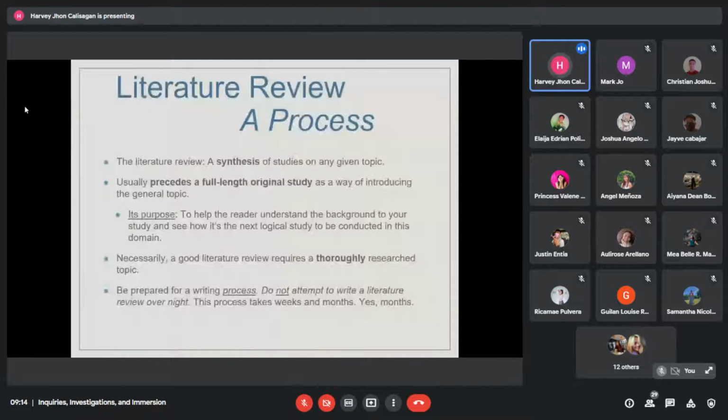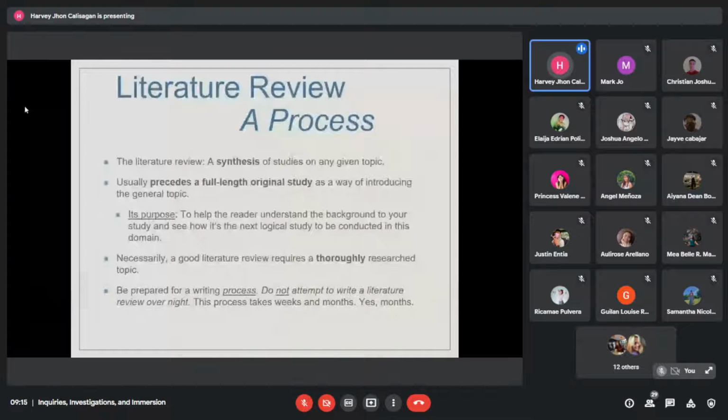Necessarily, a good literature review requires a thoroughly researched topic. So at this time, you are obliged to be a good reader. Okay? You are obliged to be a good reader. You have to read the full length of the article. You don't just read the first paragraph and then say, okay, this article is really something that I need, so it can support my research throughout the study. No, it's not like that. You have to study it thoroughly. You don't assume by just reading the first paragraph.